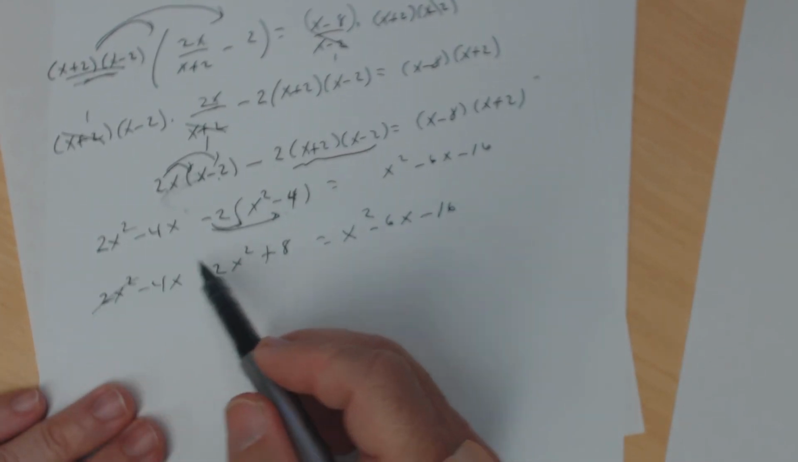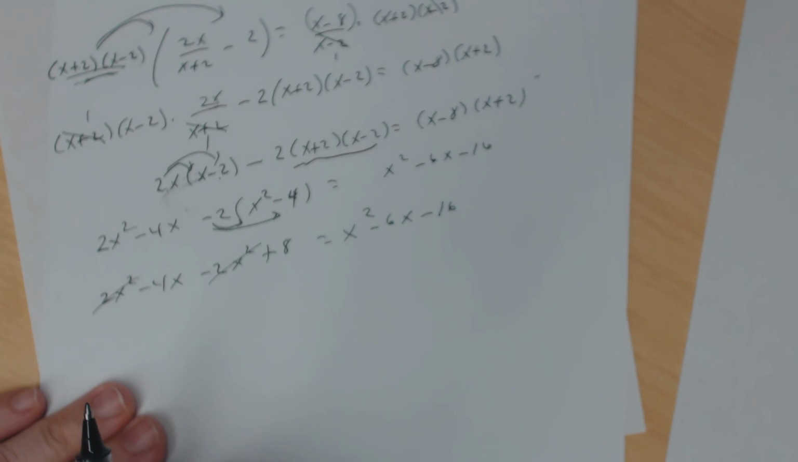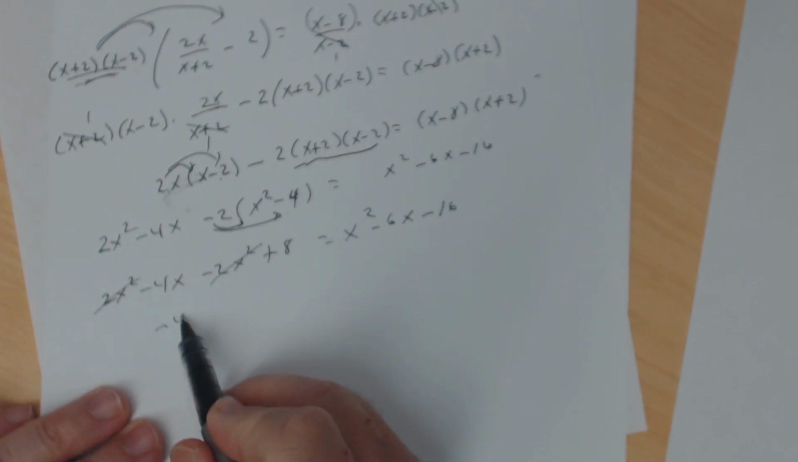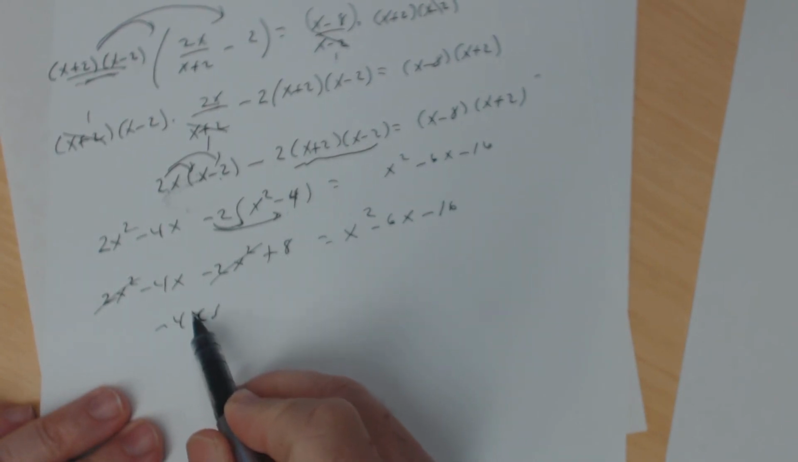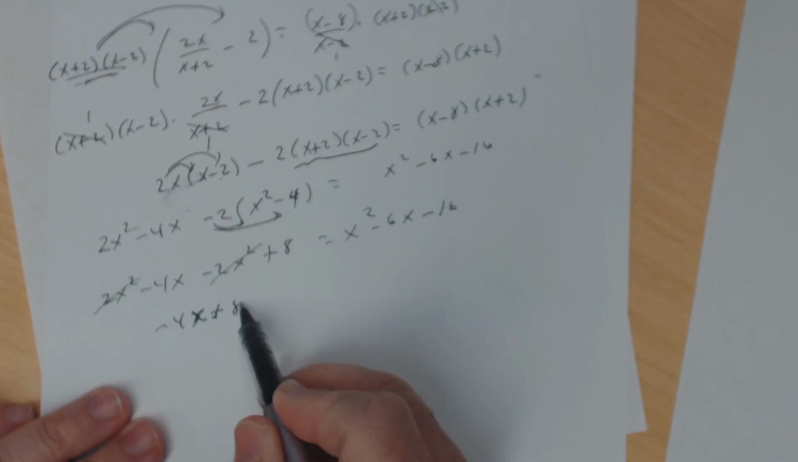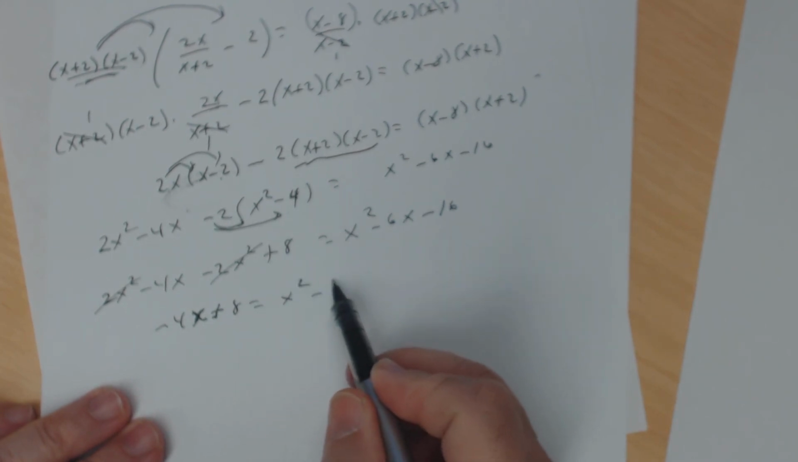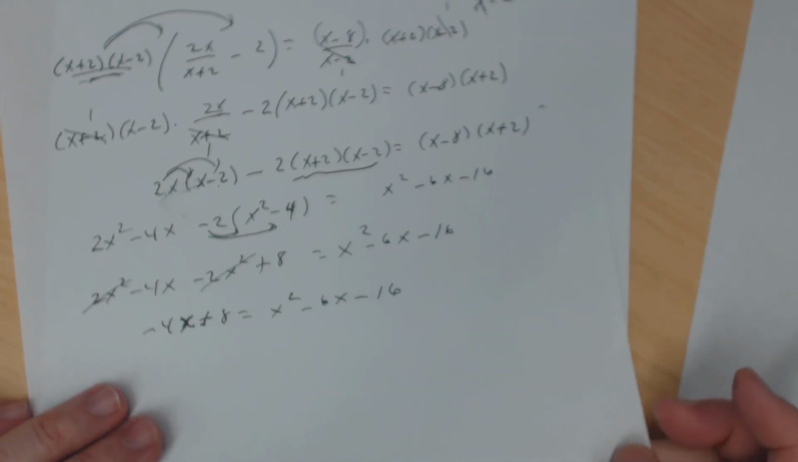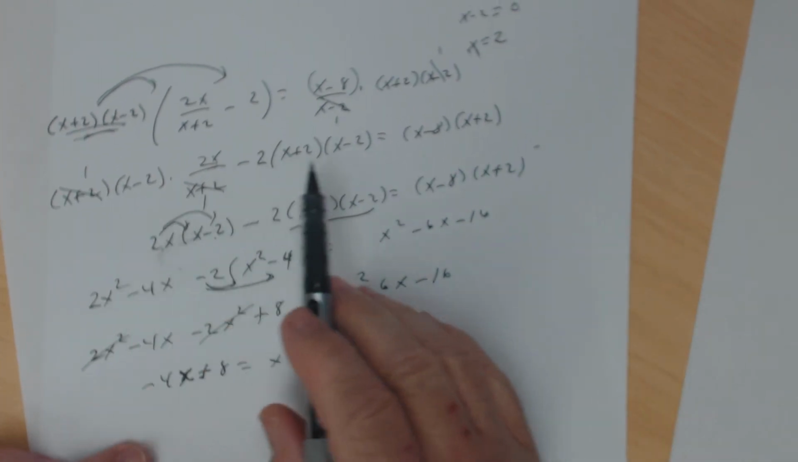Combining like terms, these two x squareds cancel out. They're opposites, so when you add them up, you get 0. And I get a negative 4x plus 8. So negative 4x plus 8 is going to equal x squared minus 6x minus 16. Okay, so that's where I'm at. So quite a bit of work here.